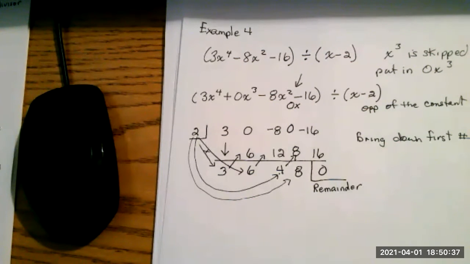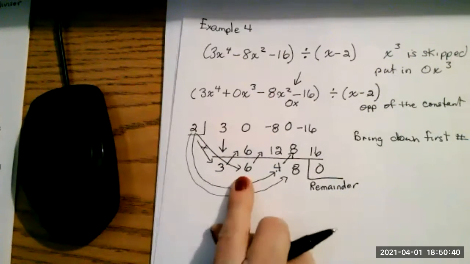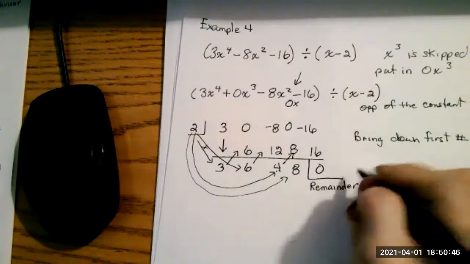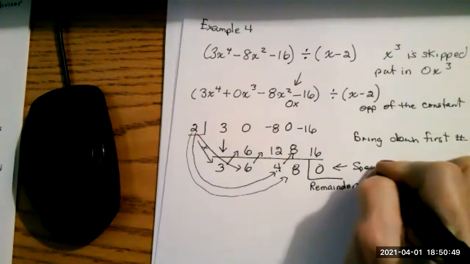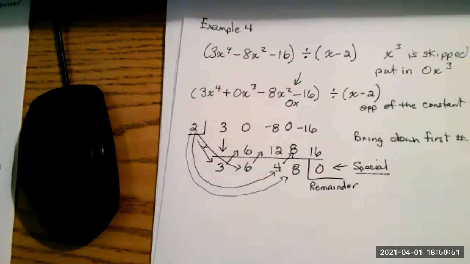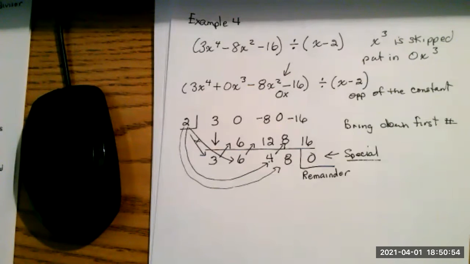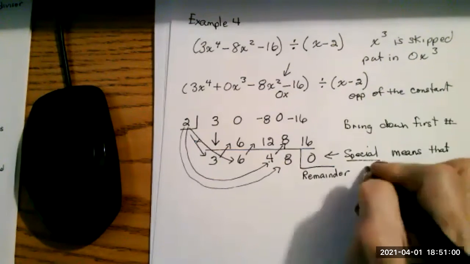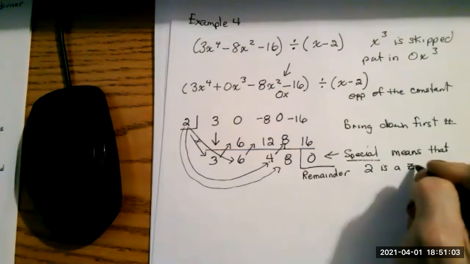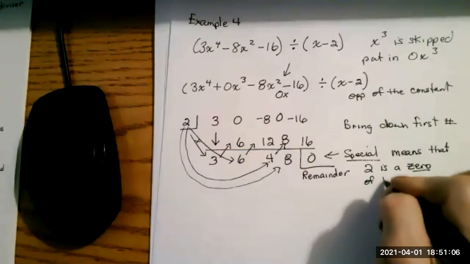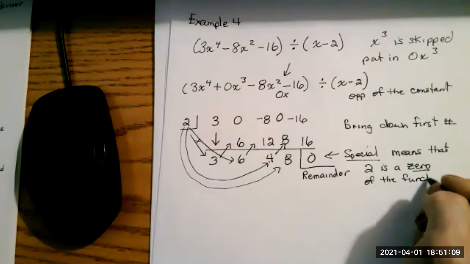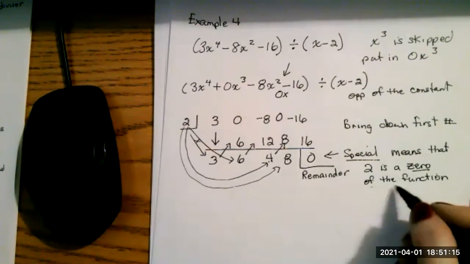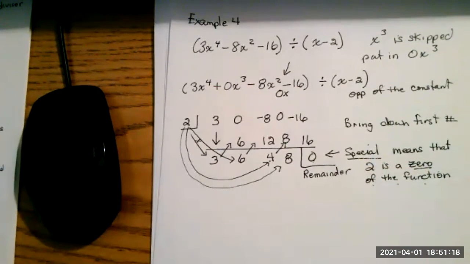So, it kind of looks like a mess, but we have an answer of 3, 6, 4, and 8, and a remainder of 0. This is really special. If you can get a 0 on the end, that's a special deal because it means that 2 is a 0 of the function. I know that it's 2 because it's this number over here. And 2 is a 0 of the function if this remainder is 0.